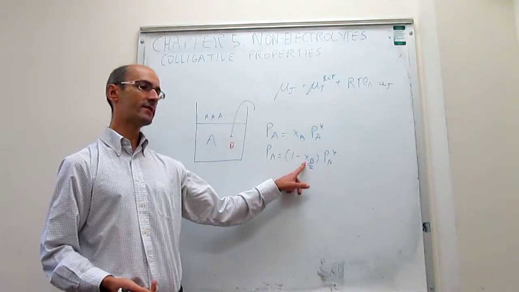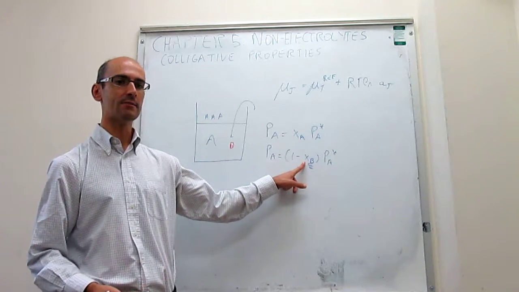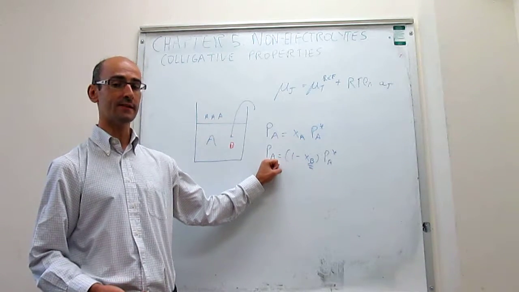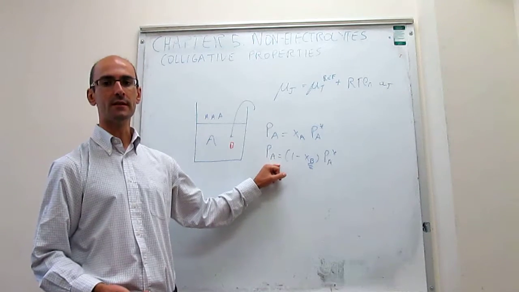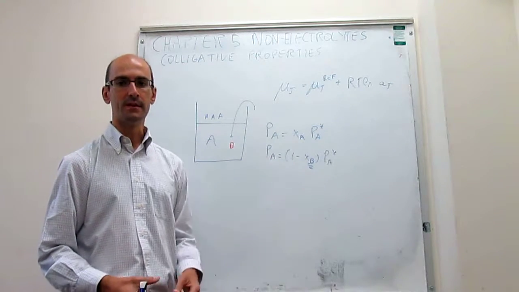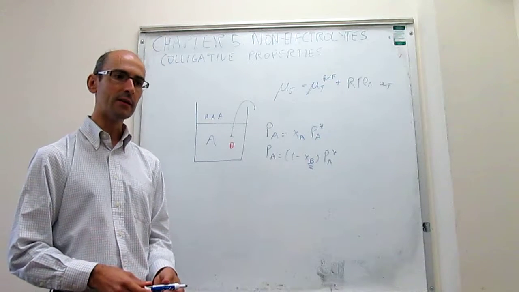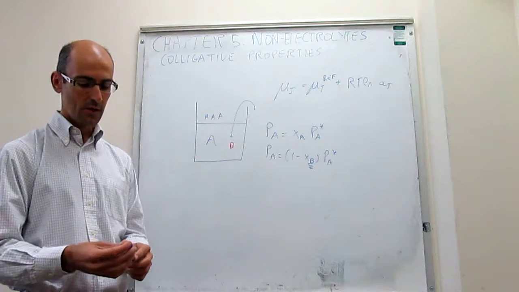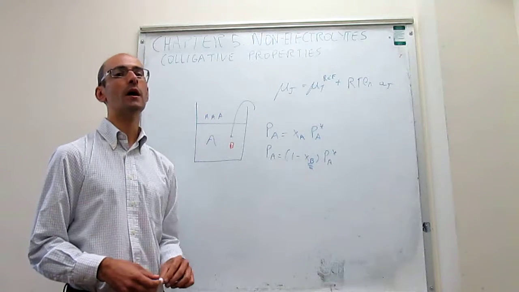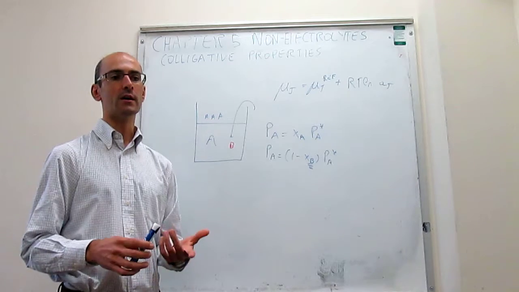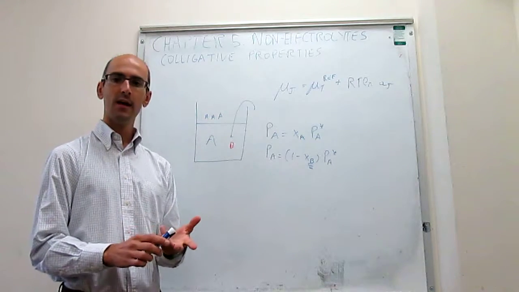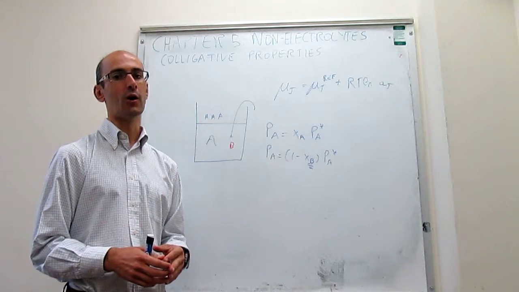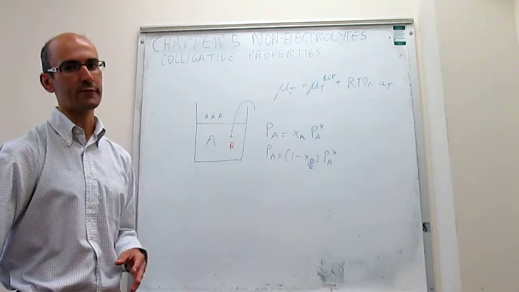And notice that it doesn't matter what B is, it can be any substance that you want, that is going to affect the property of the solvent the same way as long as the concentration is the same. So colligative properties only depend on the concentration of the solute, not on the chemical nature of the solute. In this video we're going to see two new colligative properties, which are the freezing point depression of the solvent and the boiling point elevation of the solvent. And in the next video we'll see osmotic pressure, which is another colligative property.